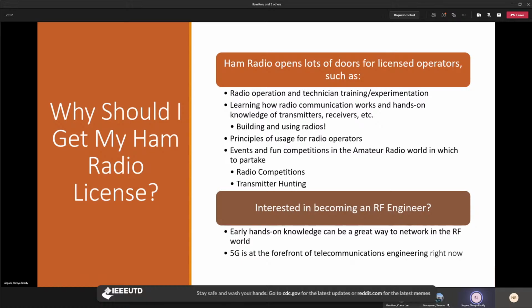So how can you get licensed? Before COVID, exams were held in person by local radio leagues. Currently, online exams are being offered virtually.